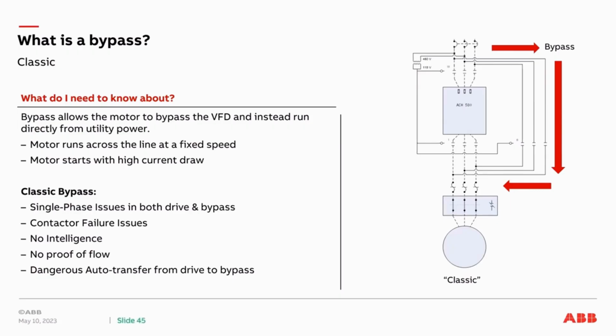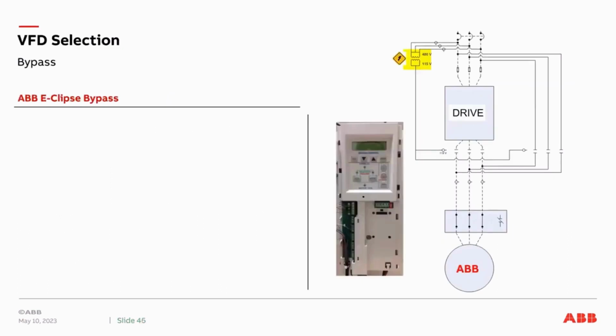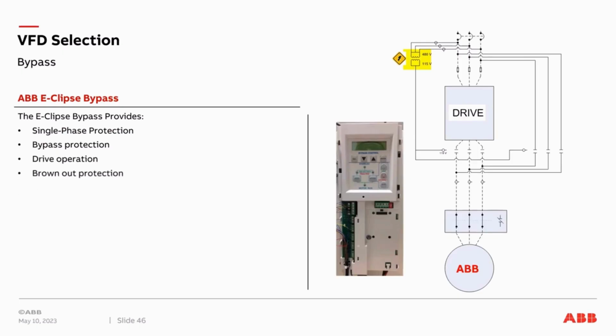For ABB, we sell the option of an Eclipse bypass. An Eclipse bypass provides intelligence. It has single phase protection. It has bypass protection to prevent the drive from transferring to bypass when it shouldn't. It deals with the drive's operations. It has brownout protection. It allows the drive to continue running through a brownout, keeps the contactors closed, and does a lot of things for you. There's no contactor chatter during a brownout.